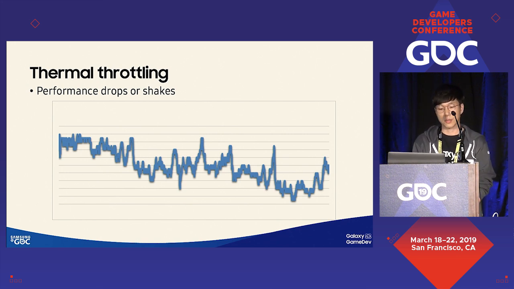Let's take a look at thermal throttling. Imagine that you are in this situation. Your game target FPS is 60, so it works fine at the beginning. But FPS gradually decreases and shakes, and in the end FPS is 40. This is because high CPU and GPU frequency is allowed at the beginning, so the temperature goes up quickly, and then thermal throttling happens.